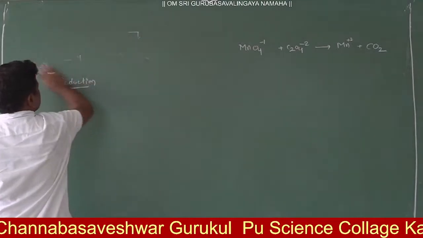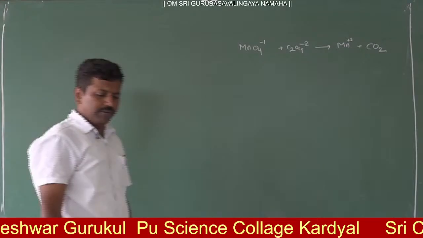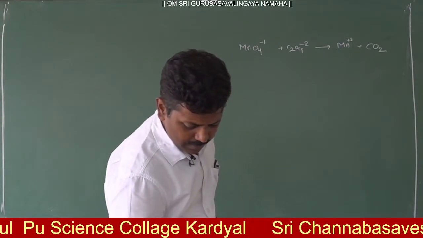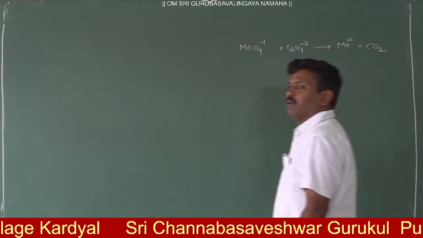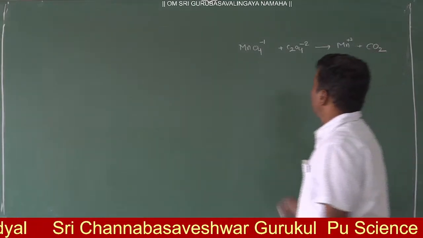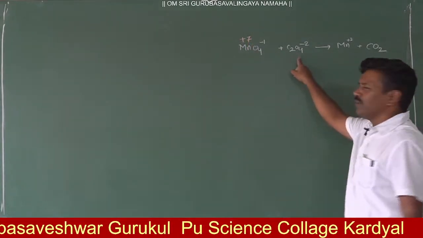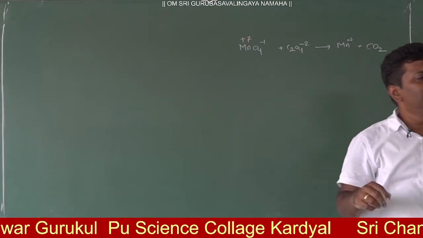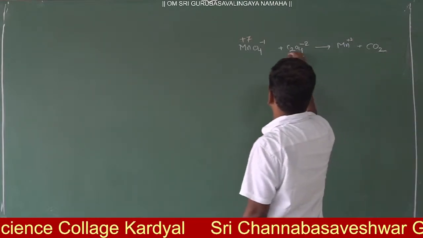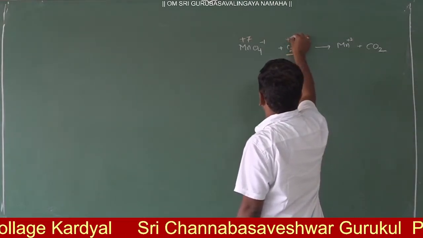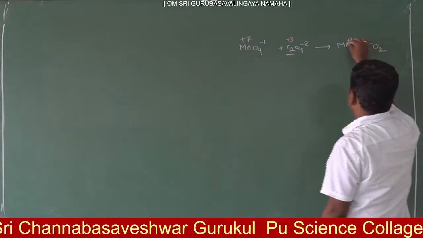MnO4 minus plus C2O4 minus 2, note down the equation fast, gives rise to Mn with plus 2 plus CO2. Tell me, sir. MnO4 minus, Mn oxidation state, right, it is plus 7. Next. Which one do you have to find out in C2O4 minus 2? Carbon. Oxygen is known, so the unknown one you have to find out. Very good. Carbon, how much will it be? Very good, plus 3. Okay. In this, Mn is given as plus 2, no issue.